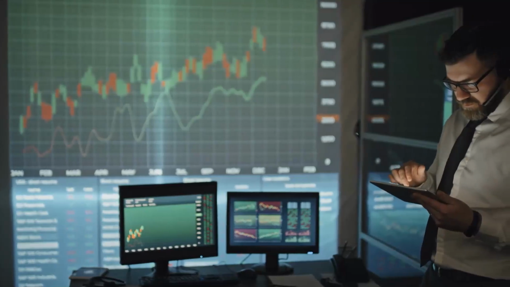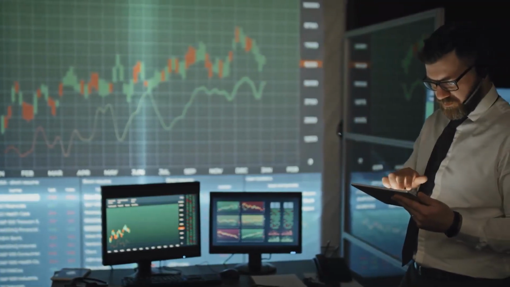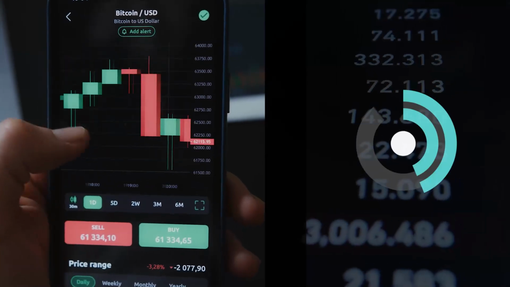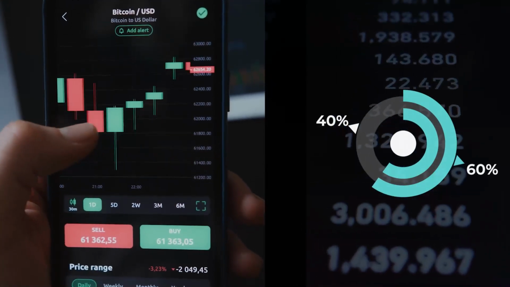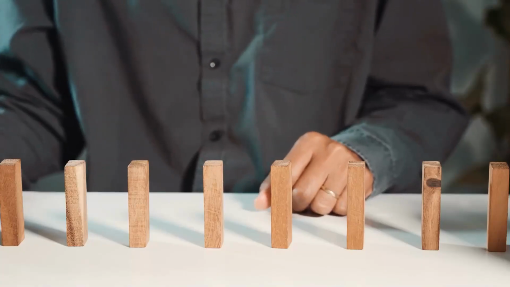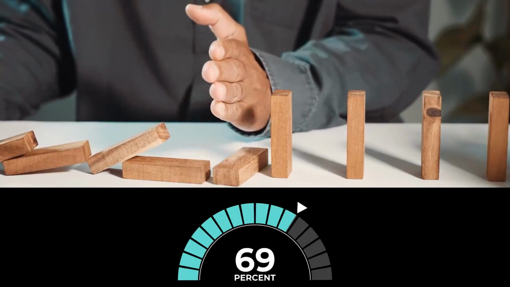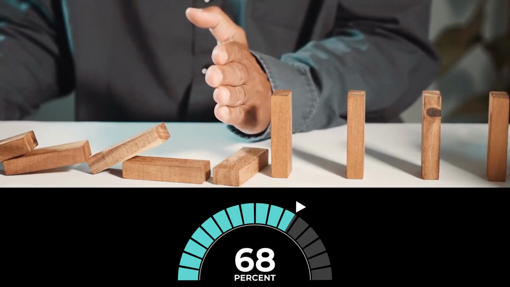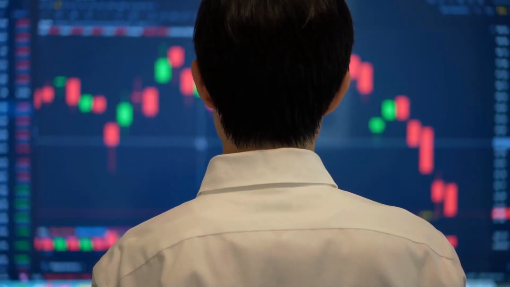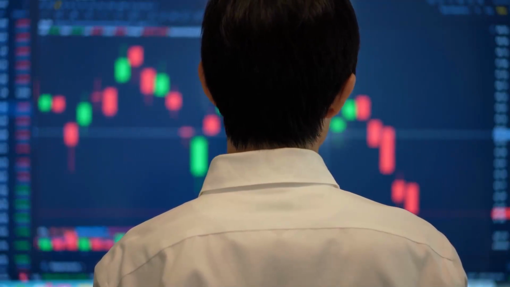For example, let's say you have a trading strategy that has a win rate of 60%. That means that out of 100 trades, you can expect 60 of them to be profitable. Similarly, if your trading strategy has a POP of 70%, that means that there is a 70% chance that a trade will be profitable. It's important to note that win rate and POP are not the same thing.